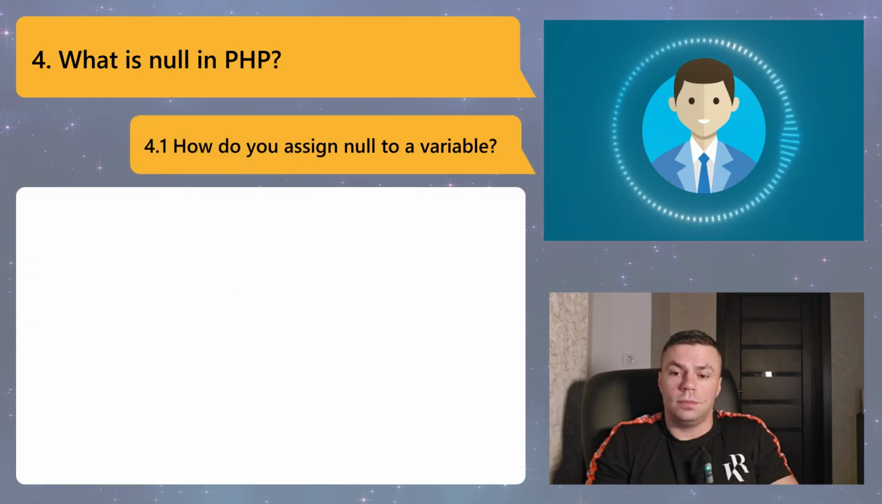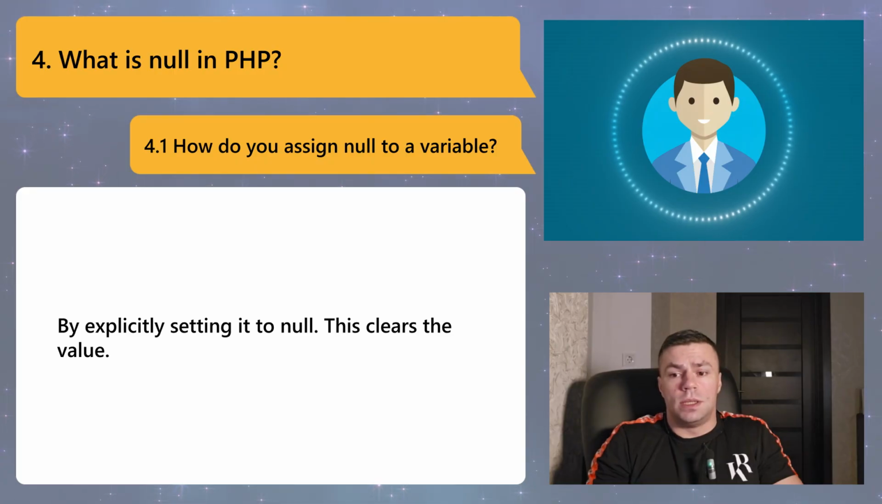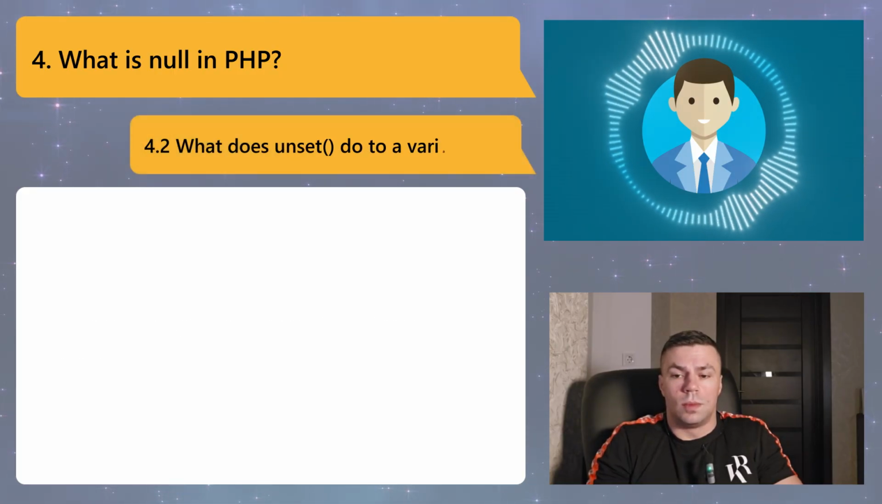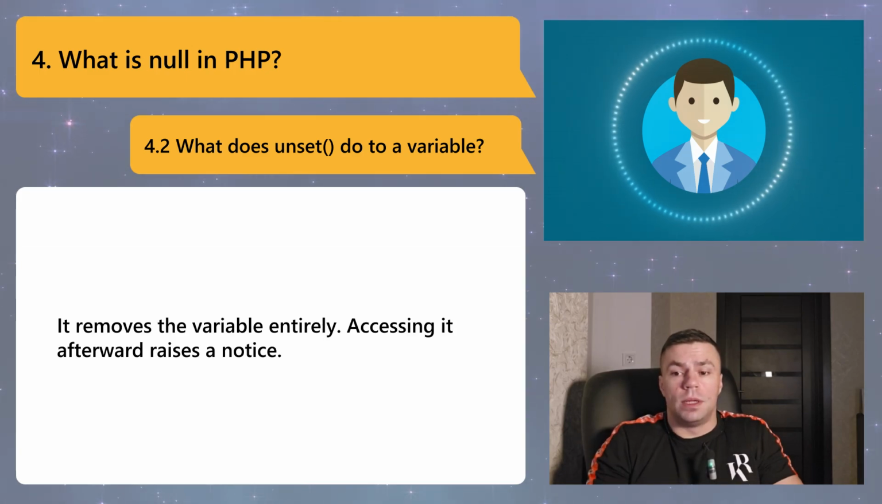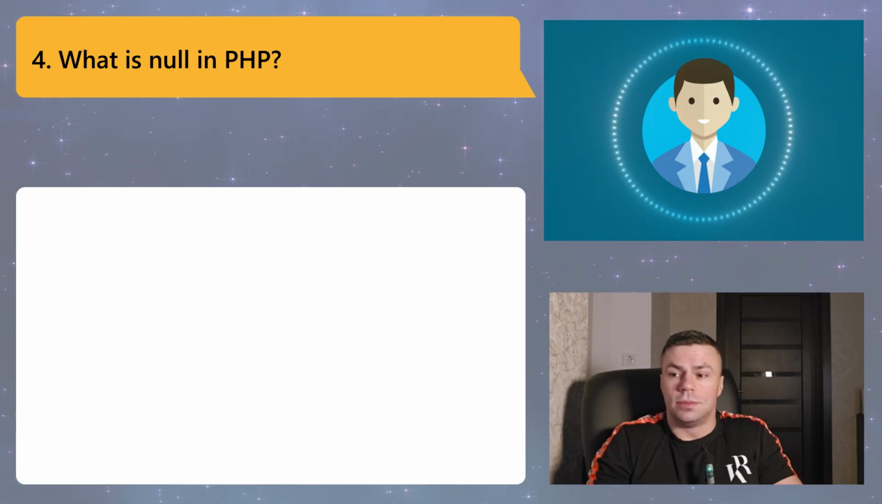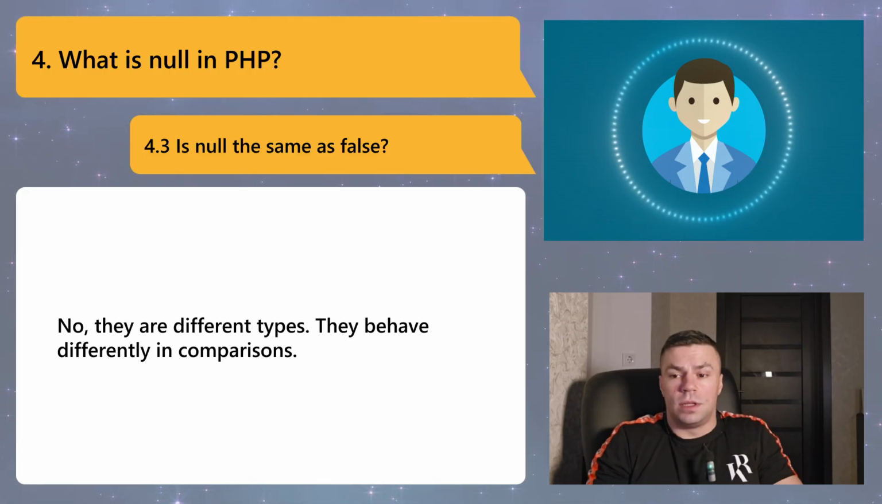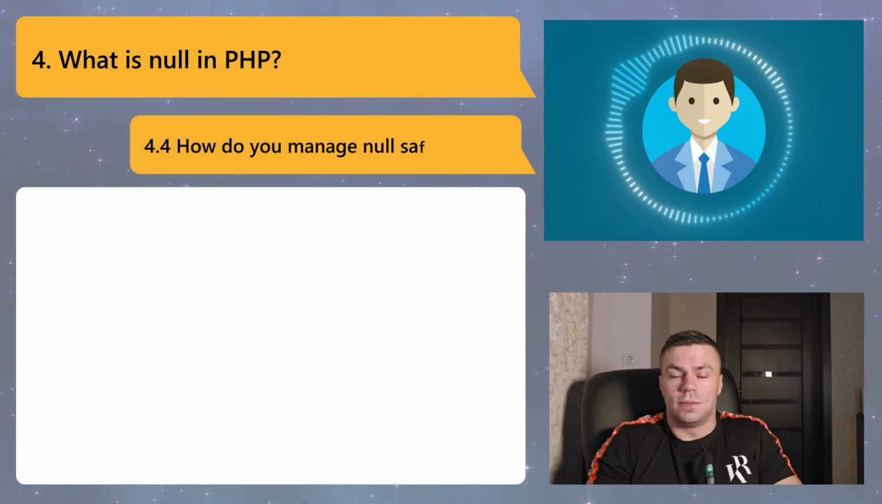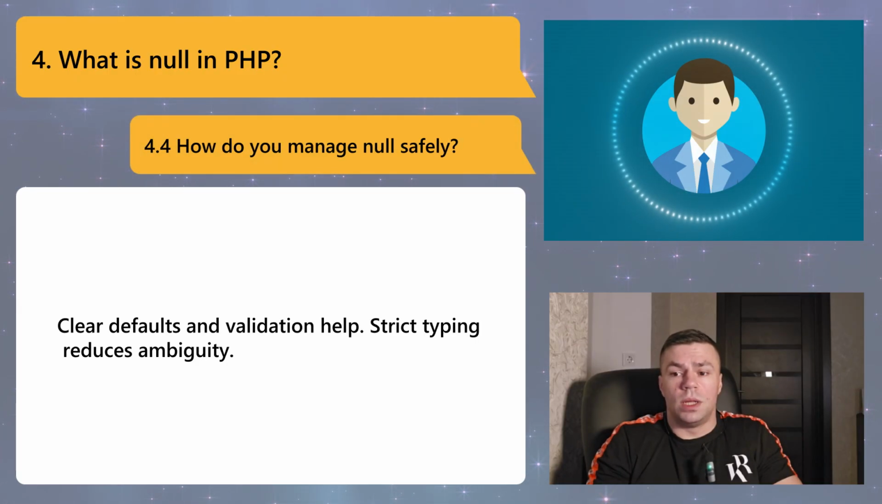How do you assign null to a variable? By explicitly setting it to null, this clears the value. What does unset do to a variable? It removes the variable entirely. Accessing it afterwards raises a notice. Is null the same as false? No, they are different types. They behave differently in comparisons. How do you manage null safely? Clear defaults and validation help.